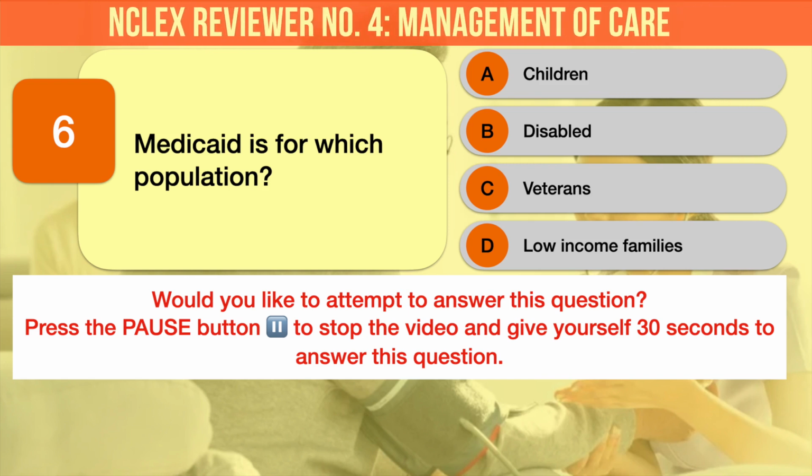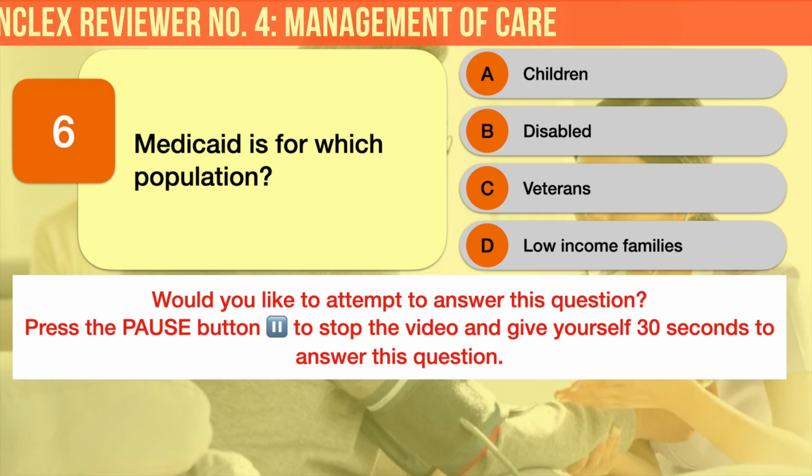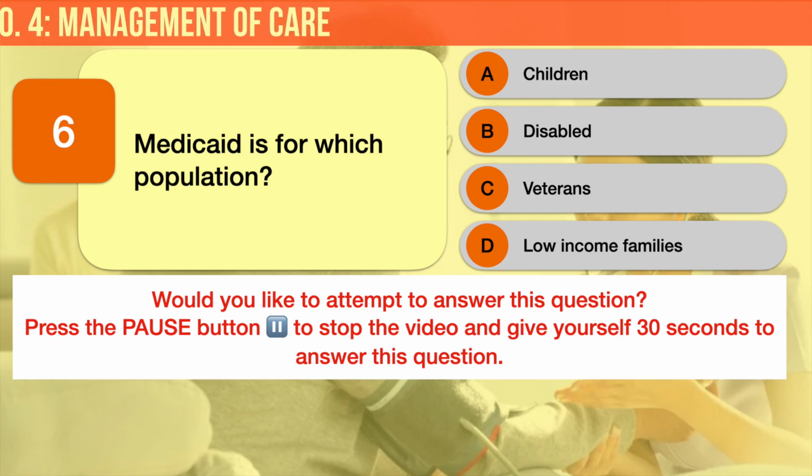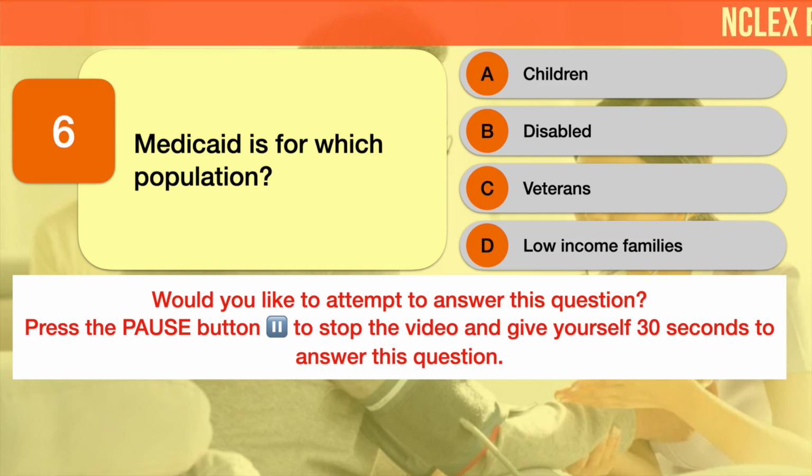Question number 6. Medicaid is for which population? A. Children. B. Disabled. C. Veterans. D. Low-income families.